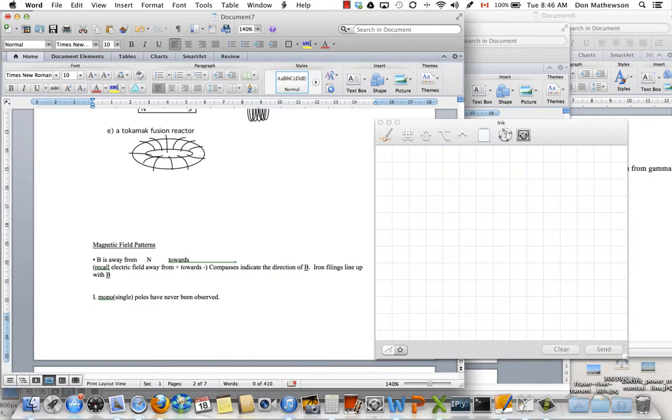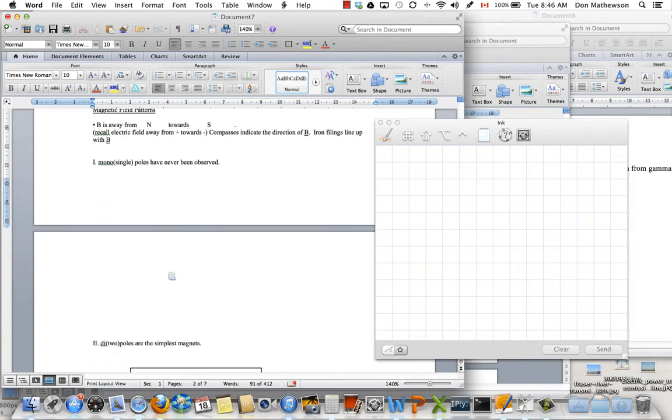All right, so magnetic field patterns. Magnetic field is away from north and towards south. So that's a little bit like electric field, which was away from positive and towards negative. Now, compass needles will line up with the magnetic field, and we can drop little iron filings on top of a magnet to see the pattern as well.